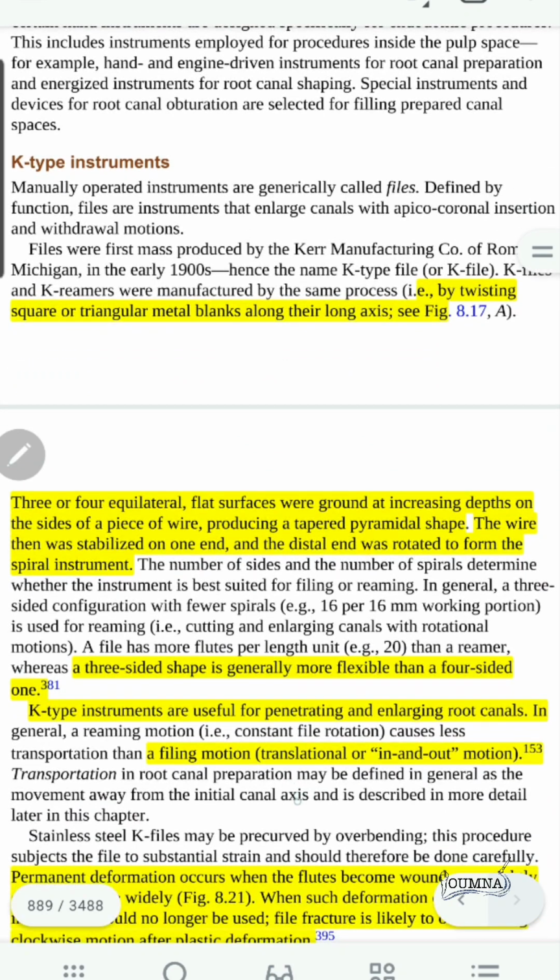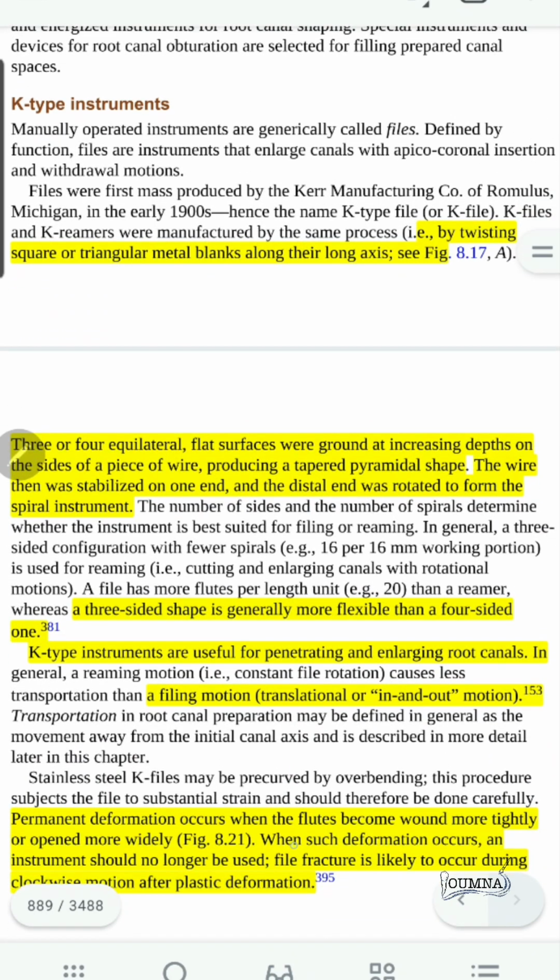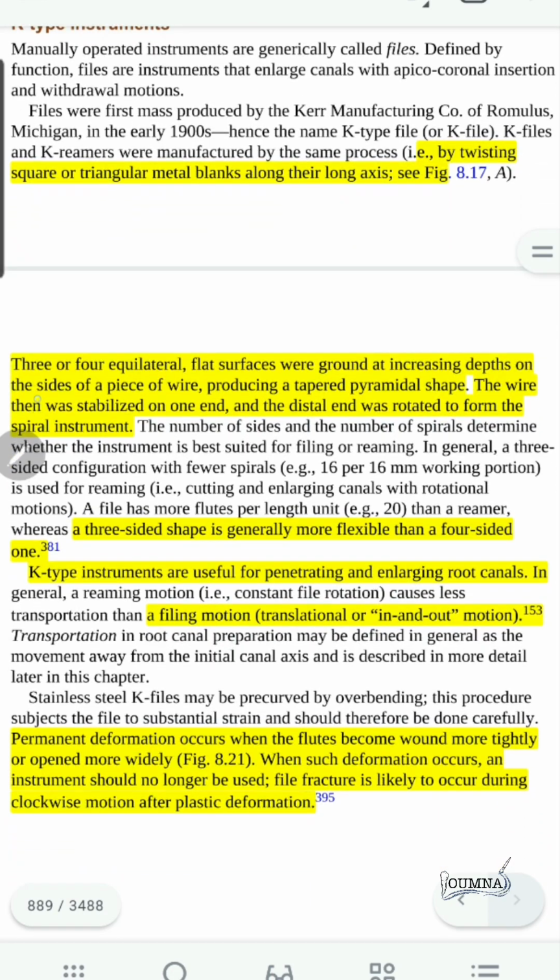Now let's discuss the K-type instruments, how they are manufactured. There are 3 or 4 equilateral flat surfaces ground at increasing depth on the sides of a piece of wire, producing a tapered pyramidal shape. The wire then was stabilized on one end and the distal end was rotated to form the spiral instrument.